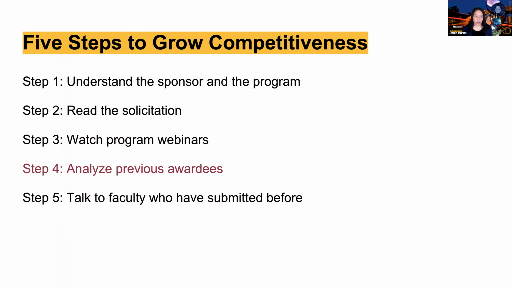And then the fourth we have highlighted on the screen because this is really where CI kind of really gets going, and that is analyzing previous awardees. And then for step 5, we have human intelligence, as Keith mentioned before, that's talking to faculty who have submitted before.